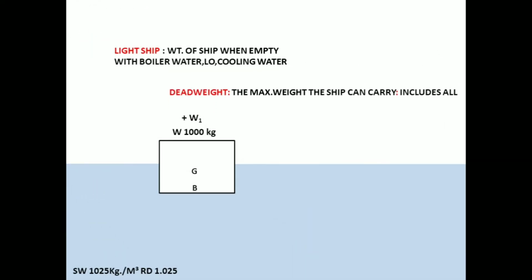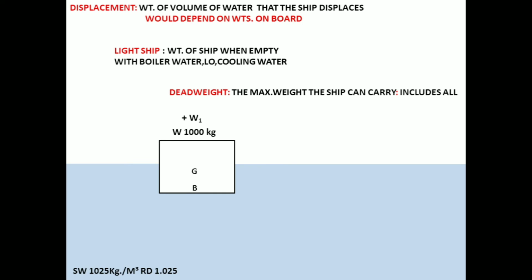Then we talk about dead weight. Dead weight is the maximum weight what the ship can carry. That will include everything: your crew, your provision, your oil, water, whatever it is, the whole weight, whatever maximum we can load to a particular draft, which we'll be discussing a bit later. But here it will suffice that dead weight is the maximum weight the ship can load. And displacement is the volume of water what it is displacing at a particular draft. So as the draft will change, your displacement will keep on changing, and the maximum would be when it is loaded fully.